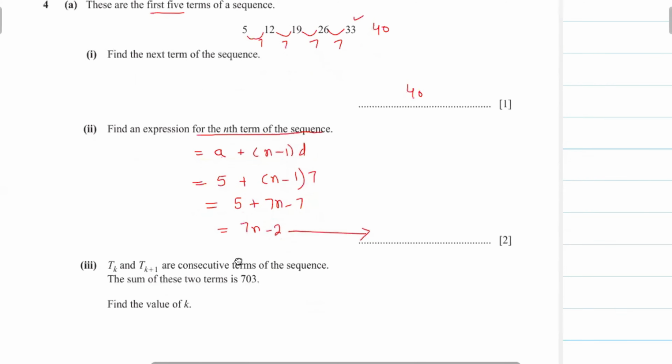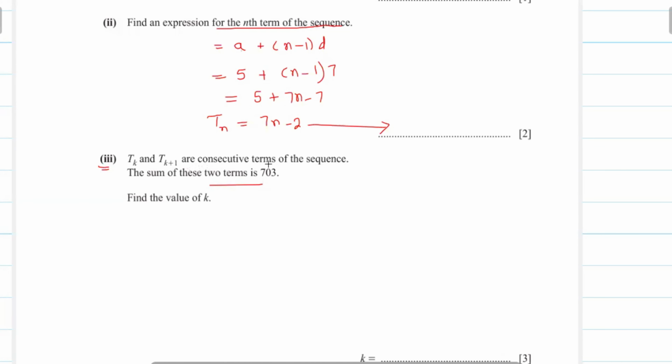Next is the third part. T_k and T_(k+1) are consecutive terms of the sequence. The sum of these terms is 703.